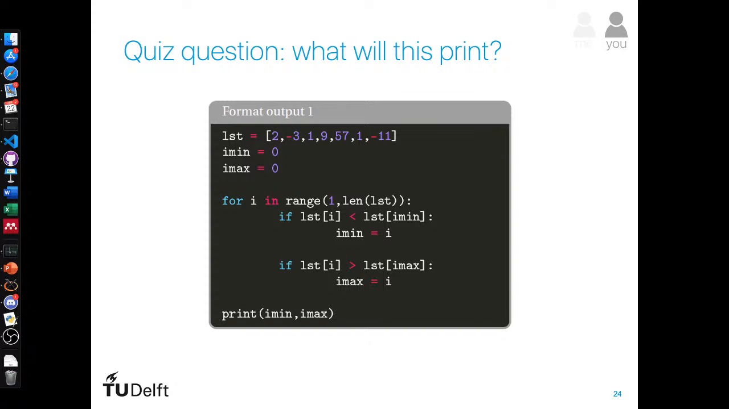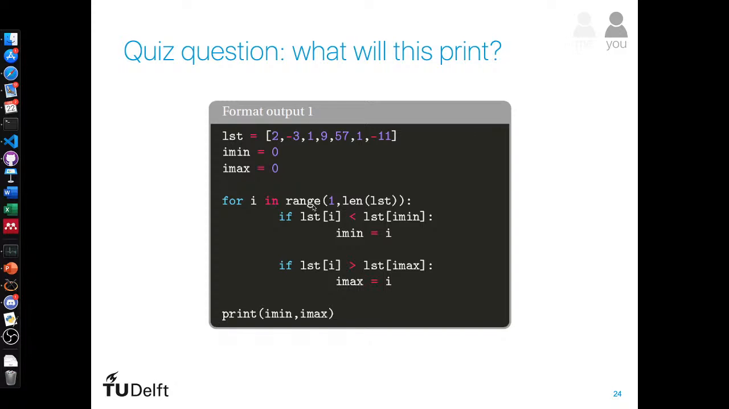Okay, I see a couple of good answers. So indeed, what this little piece of code does is it finds the index of the minimum and the maximum value in our list. So if we try to break down this list a little bit, then what we do is, we define the list here. And the first thing that we do is we assume that both the minimum value and the maximum value is just the first element in the list. So index 0 for both I-min and I-max.